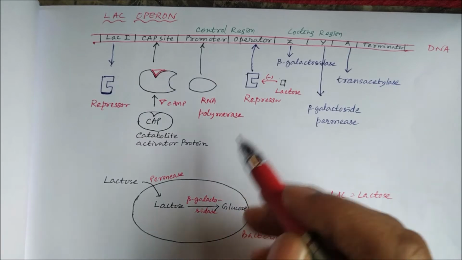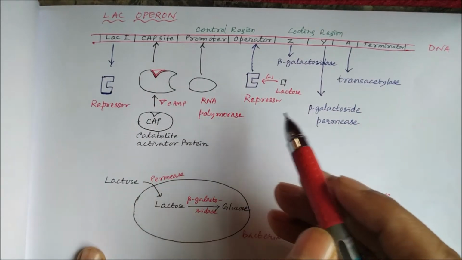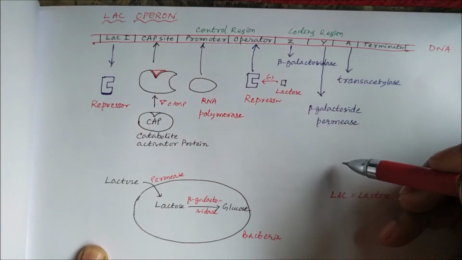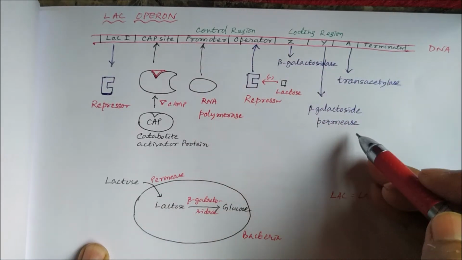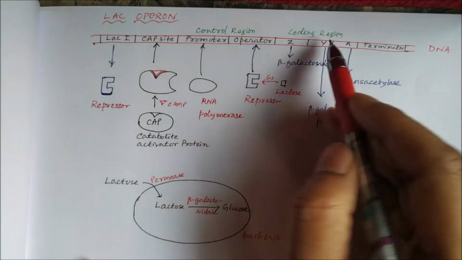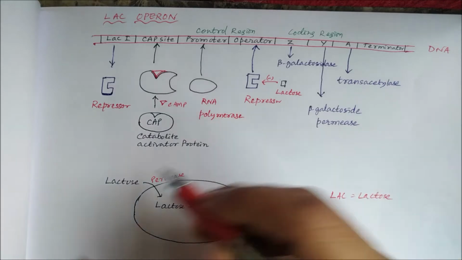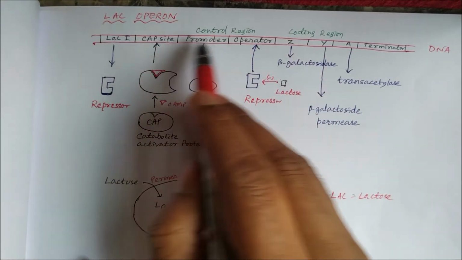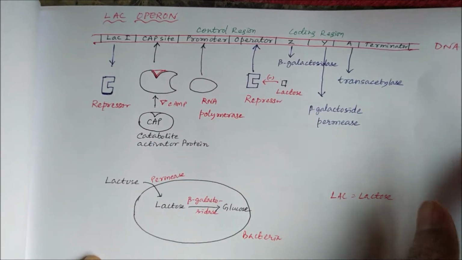In this way, when lactose is present, there is gene transcription, and when there is no lactose, there is inhibition of gene transcription. The presence of lactose induces this operon, so this operon is also called an inducible operon, because the substrate here is lactose, and when lactose is present, there is gene transcription. So this operon is known as an inducible operon.